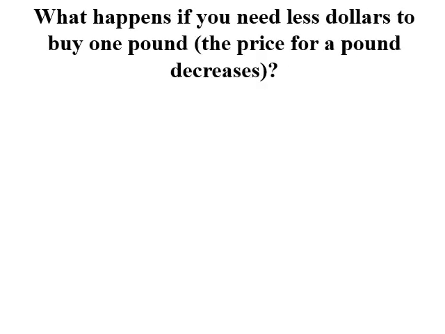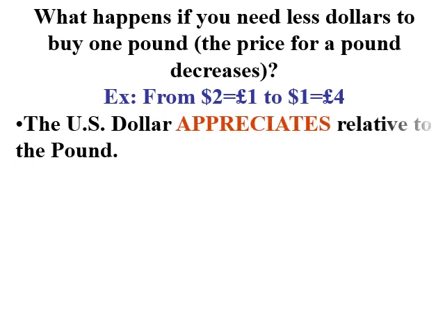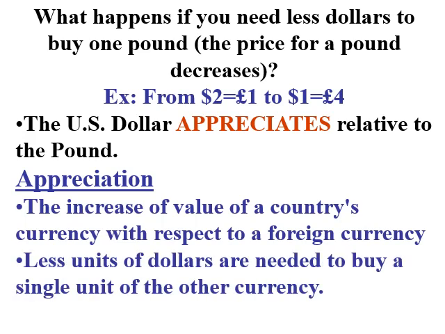Now, the other side of that scenario: what happens if you need fewer dollars to buy 1 pound? Instead of needing $2 to purchase 1 British pound, you now only need $1, and that $1 gets you 4 British pounds. Well, in this scenario, the US dollar appreciates or has gotten stronger in value. So it's an increased value. We now need fewer dollars to buy that currency.